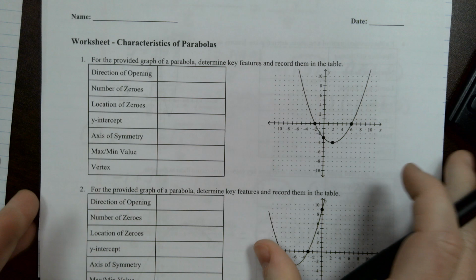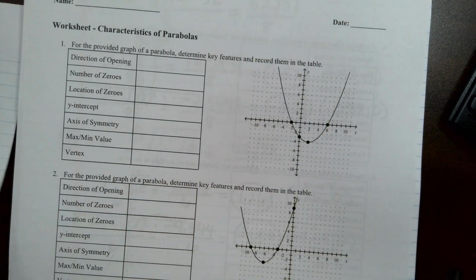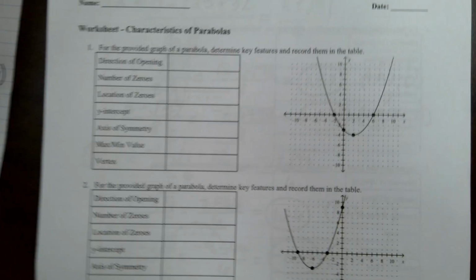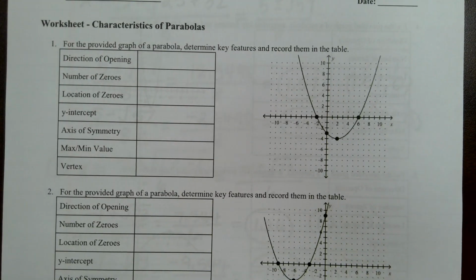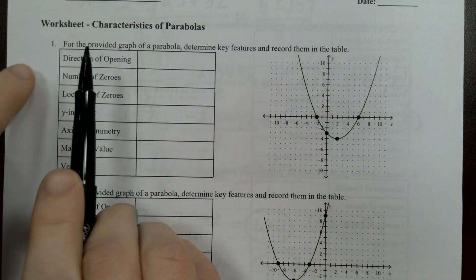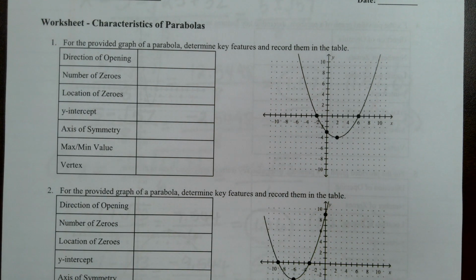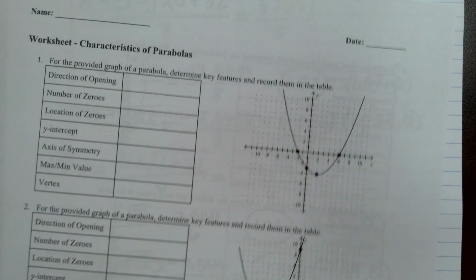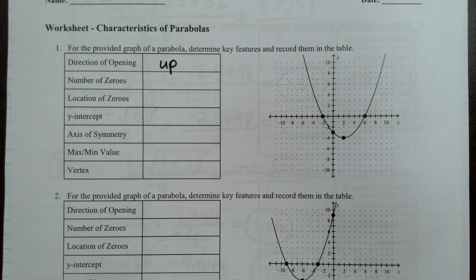So, first things first, we have a parabola. That's what this is called, a parabola. This is the graph of a quadratic equation. So the first thing it's going to ask us is, what direction is the parabola opening? This is going to be a simple answer. You write up or down. Is it pointing up or down? Up. So we're going to write up. Perfect.